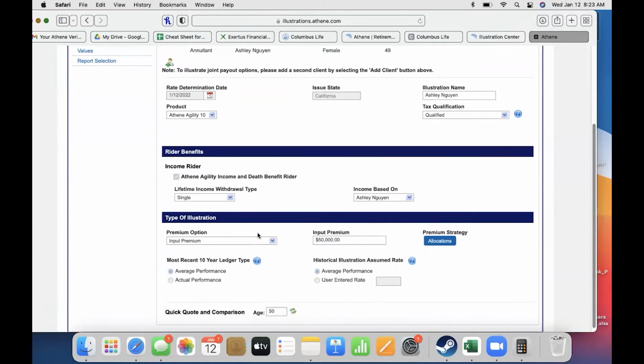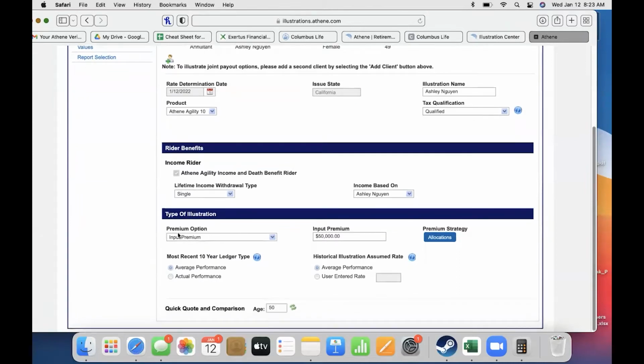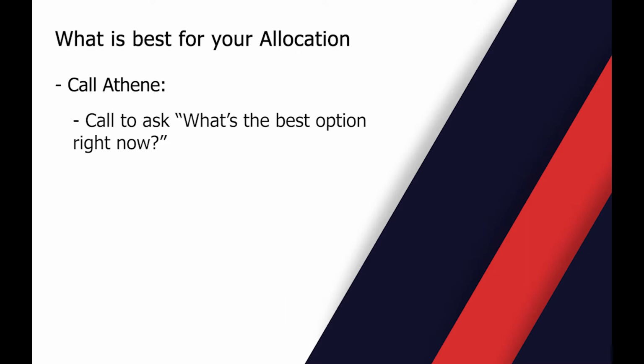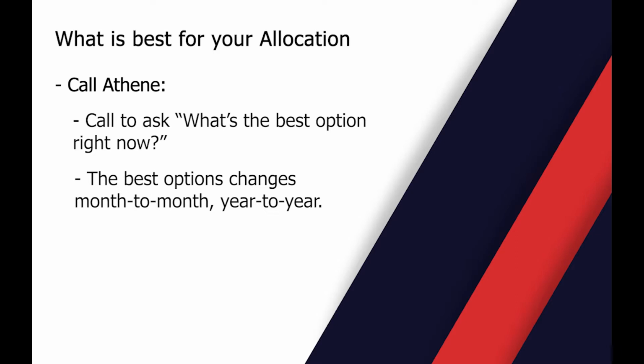Lifetime income, yes, we want lifetime income. Input premium, and then you put the amount. This is 50,000. Allocations. So before you do the allocations, you want to call Athene, call the company, and ask them what's the best option right now. Because from month to month, year to year, it's going to be different.